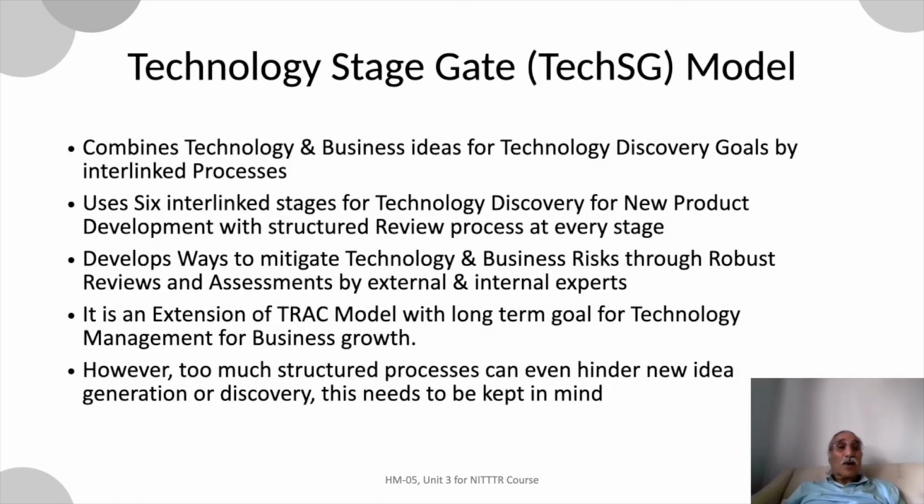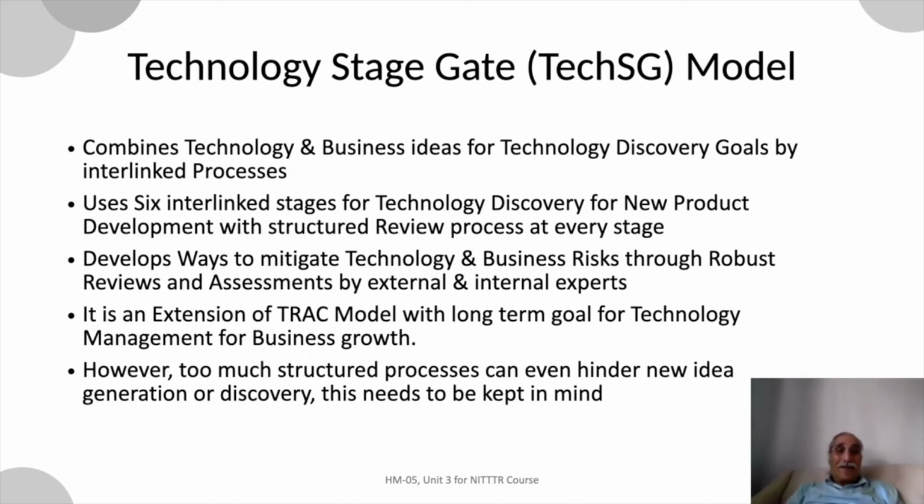The third model that we're going to discuss is the technology stage gate model, which combines technology and business ideas for technology discovery and interlinks it with six interlinked stages, so that technology discovery of new products and development of structure happens, and it develops ways to mitigate technology and business risk through robust reviews and assessment by external and internal experts.